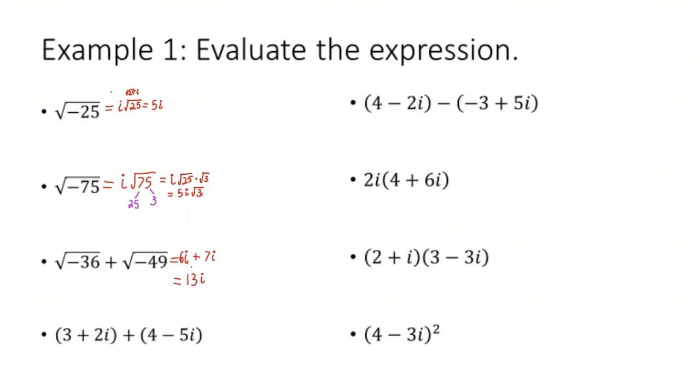Now for the next example, we're going to evaluate (3 plus 2i) plus (4 minus 5i). The big role of the parentheses is to tell us that 3 plus 2i is one complex number, while 4 minus 5i is another complex number. When it comes to addition and subtraction, it's just like collecting like terms. We're treating i as if it's a variable and collecting accordingly.